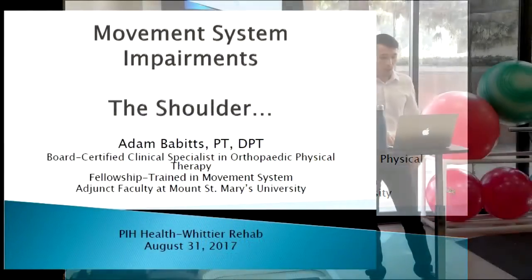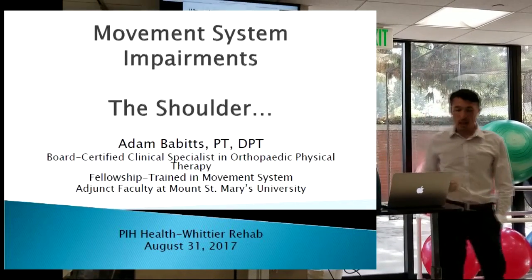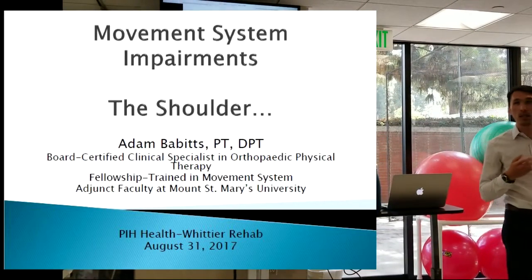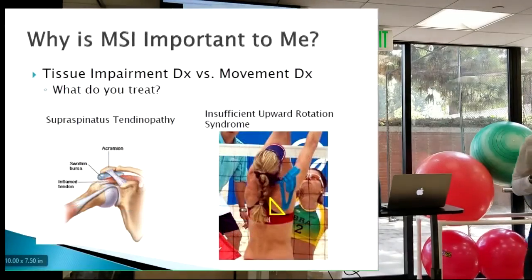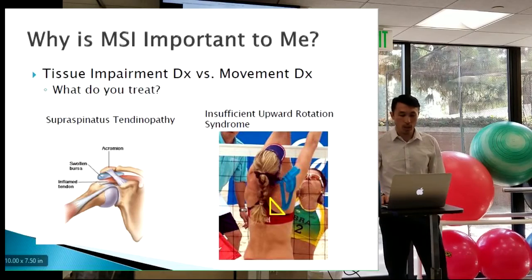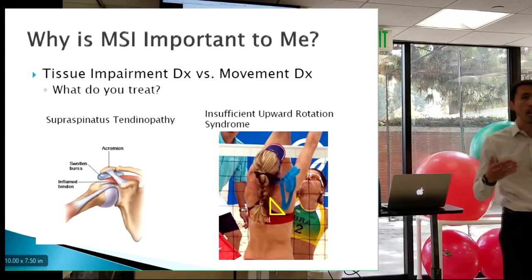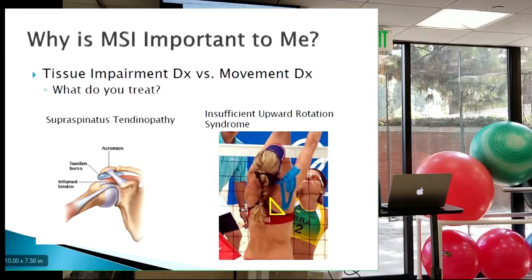So first of all, tissue impairment diagnosis versus movement diagnosis. What do you treat? When you see somebody who has a supraspinatus tear, you don't treat the tear, you treat what is causing the tear. So if it's an acute injury, you want to bring down the inflammation. If it's wear and tear, you want to figure out why are they doing a certain activity that's causing more tissue damage to that area.